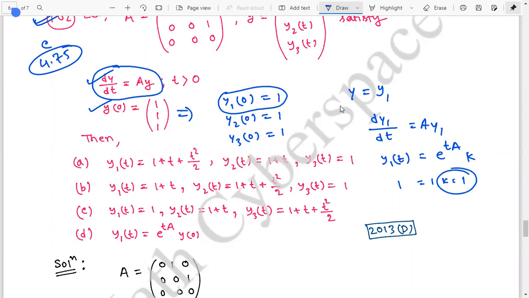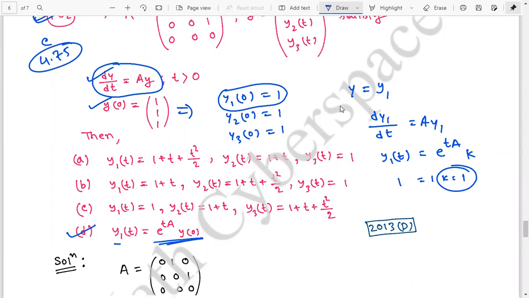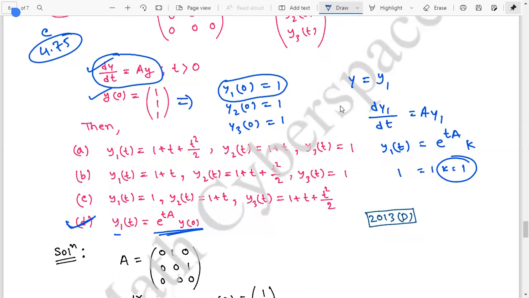And you may call it that, y(0) is equal to 1. So option 1, y1(t) equals e^(tA) y(0). This option is correct. From here, we can say. Now check all other options.